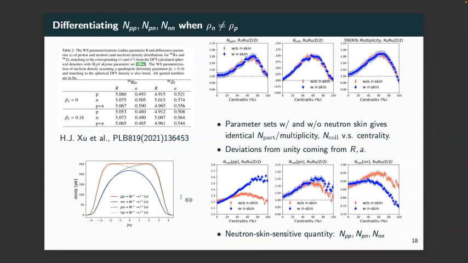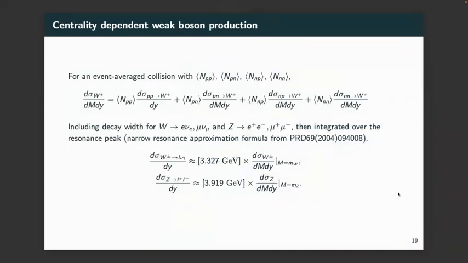And if you combine this information with the different production cross sections of W plus and minus bosons, you will have some residual effects left over here. And that's what we do. We average the different channels by the number of different types of binary collisions to get the W boson production cross sections.